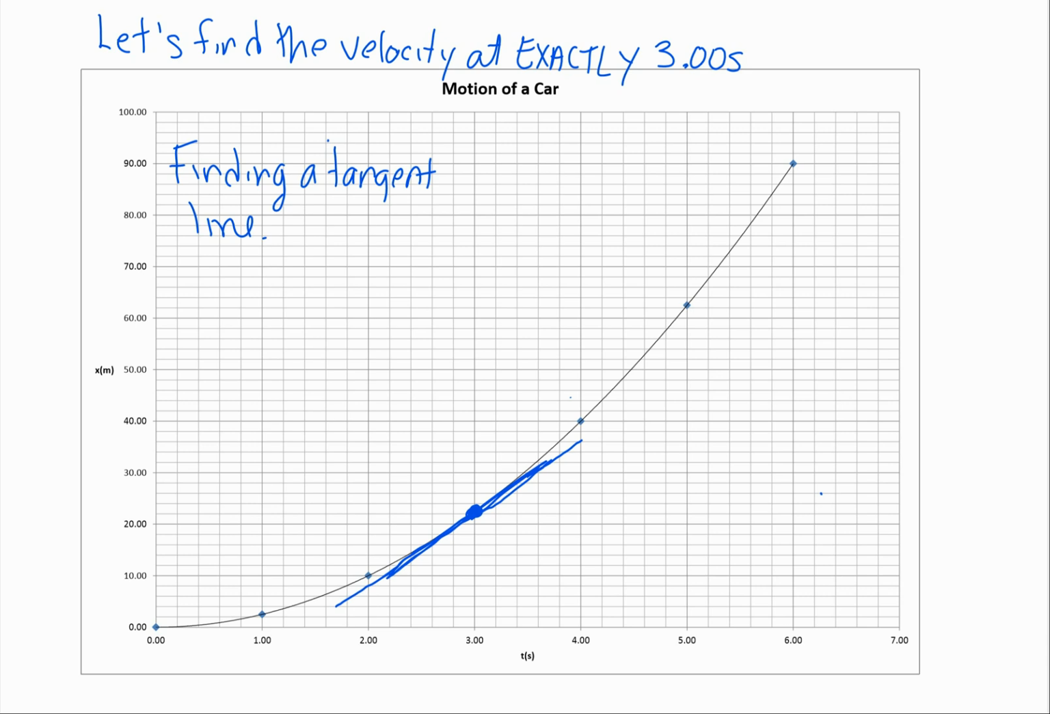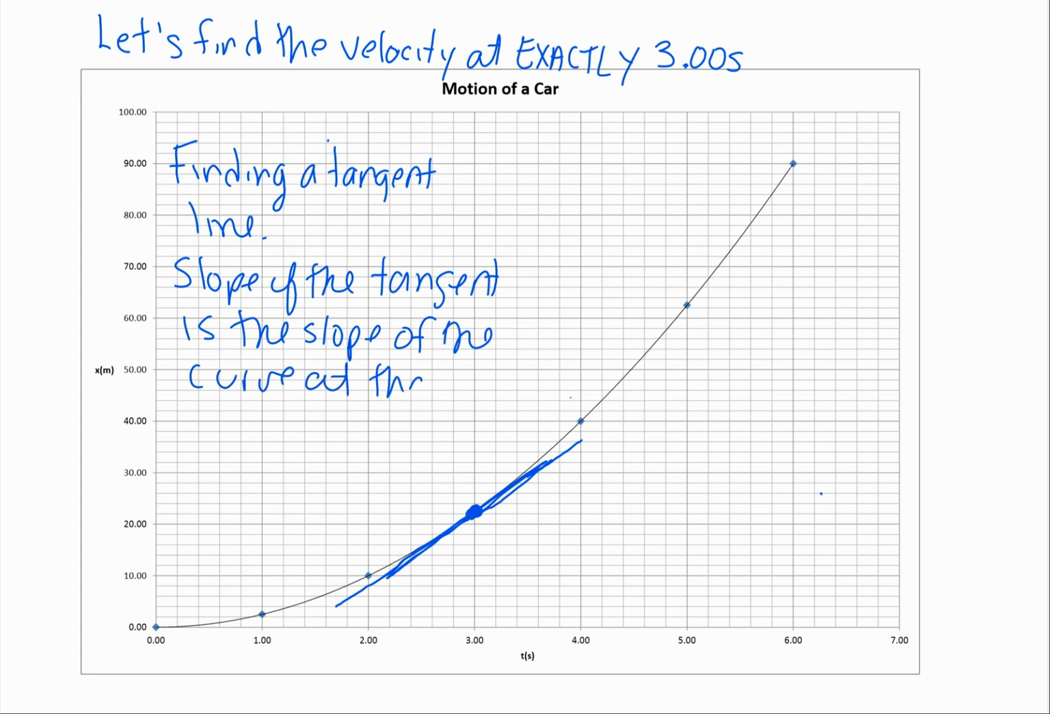So what happens when I find the tangent? By definition, the slope of the tangent is the slope of the curve at that point. So what have I done? I shrunk the interval that I was looking at so it was infinitesimally small. All right, both sides of a point, which doesn't exist. And then I'm simply going to take the slope of the tangent line.